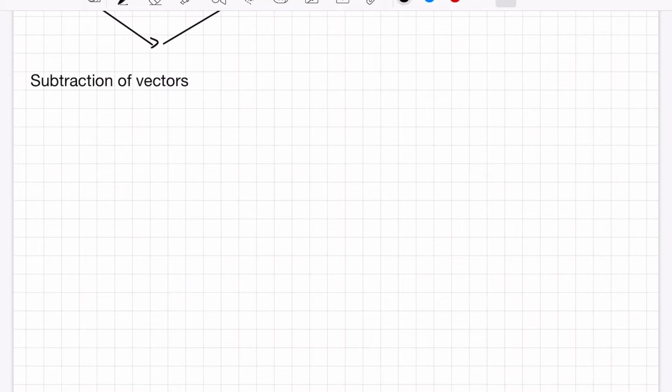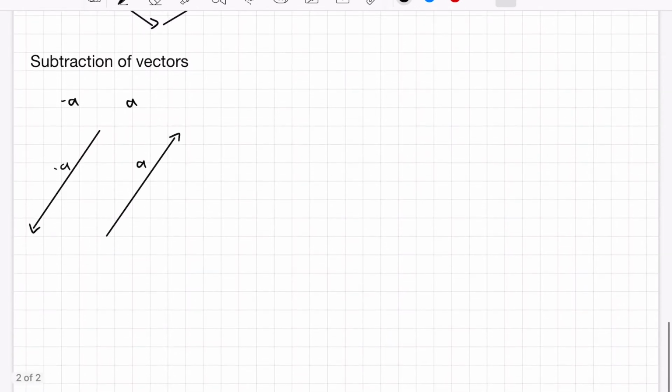But before we define subtraction, we have to define the vector minus A, which is basically the opposite of A. So the vector minus A can be drawn like this, and the vector A can be drawn like this. Notice that the vector minus A is the same as A, with the same magnitude, but is pointed in the opposite direction. So we can define subtraction as addition with the opposite of a vector. So B minus A is basically equal to B plus minus A.